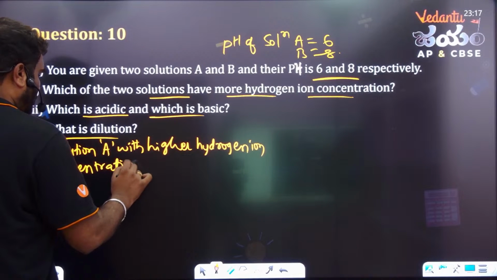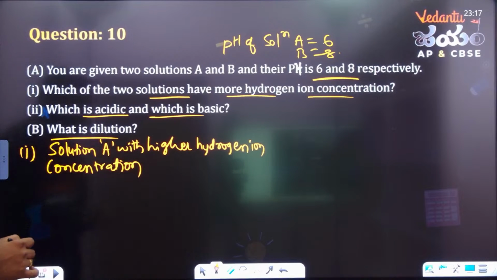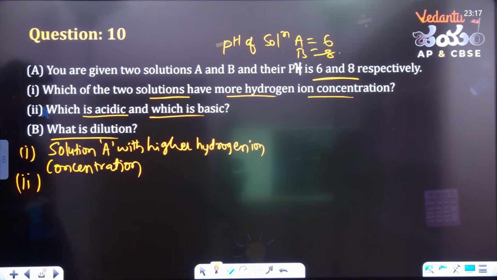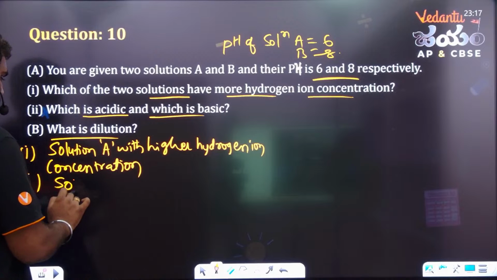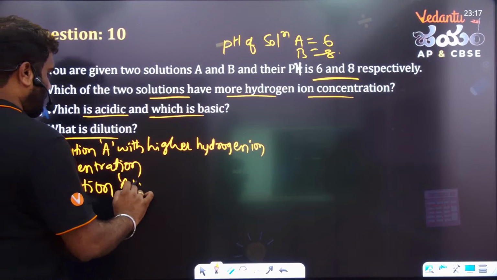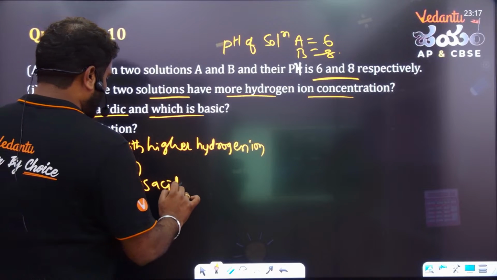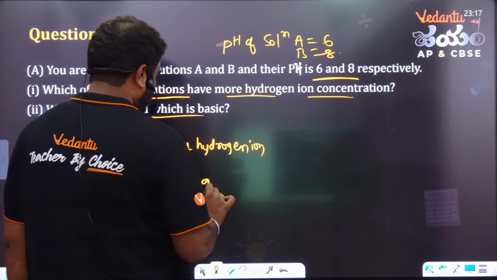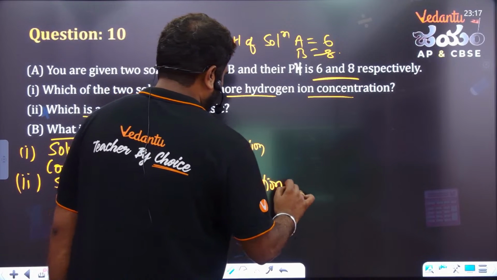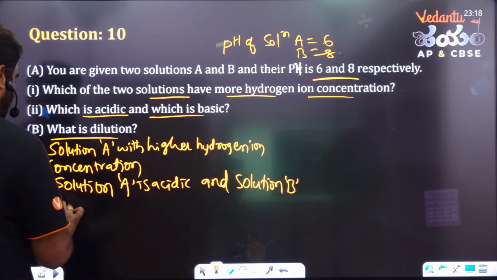Solution A has a higher hydrogen ion concentration. So next, which is acidic and which is basic? Solution A is acidic, and solution B is basic.